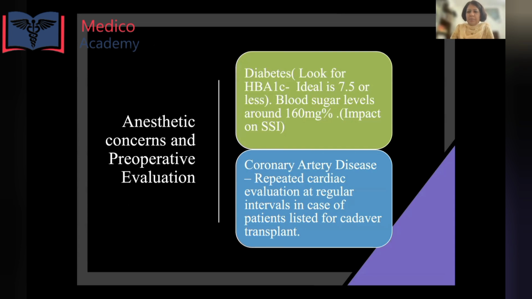Diabetes is the other major comorbidity that we see in these patients with CKD. We look for an HbA1c of 7.5 or less. Diabetes has an impact on surgical site infection, and also these patients are given Solu-Medrol for transplantations. If diabetes is poorly controlled, then there are further high spikes in the sugar level and very poor glycemic control. So this has to be well controlled.